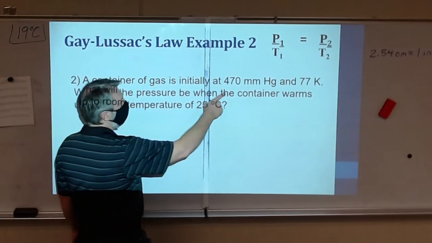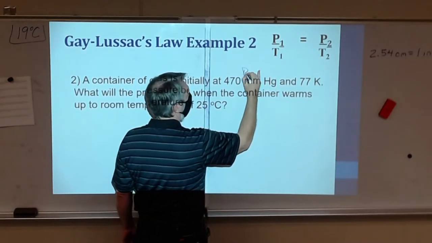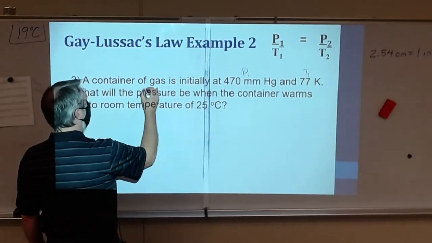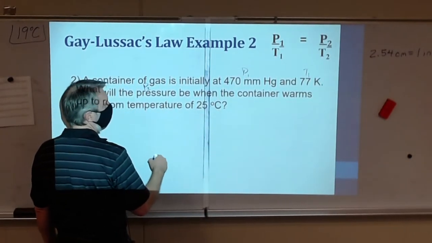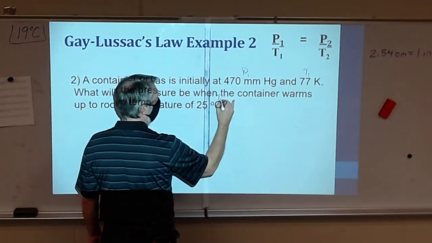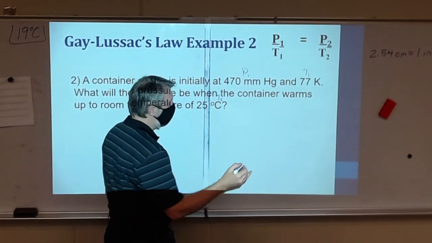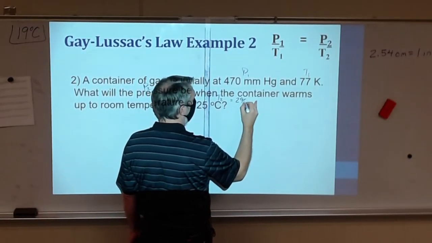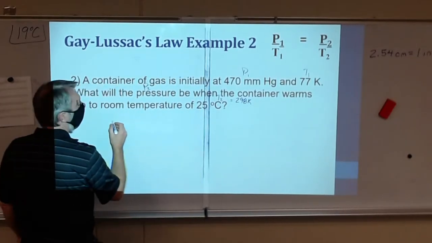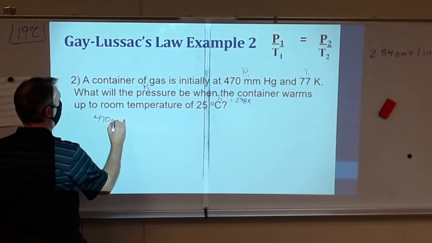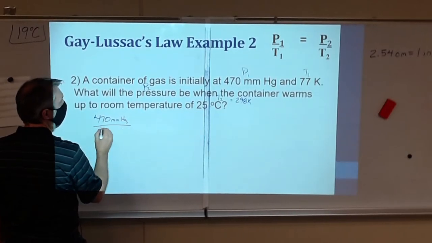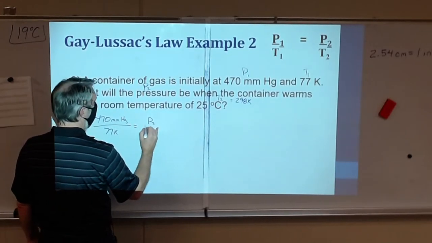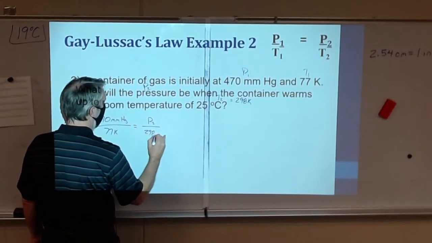Okay. This 470 is what? P1. 77 Kelvin is T1. Let's see. P2 is what we're asking, and 25 degrees Celsius is T2. But what should I do with this? Kelvin, which is going to be what? Kelvin. All right, so P1 is 470 millimeters of mercury. T1 is 77 Kelvin. P2, and that's 298 Kelvin.